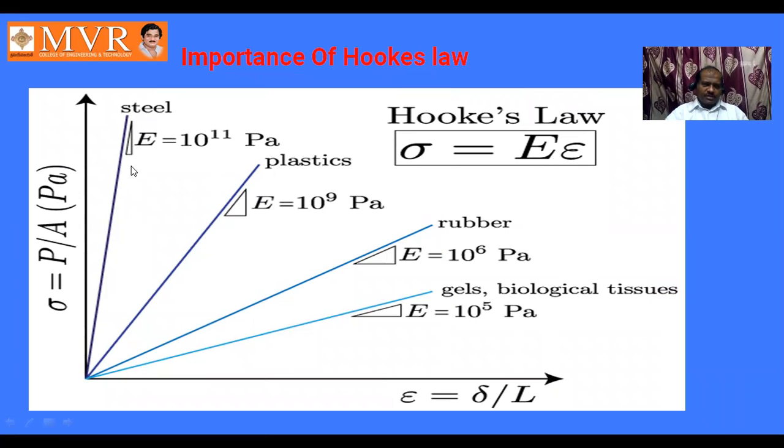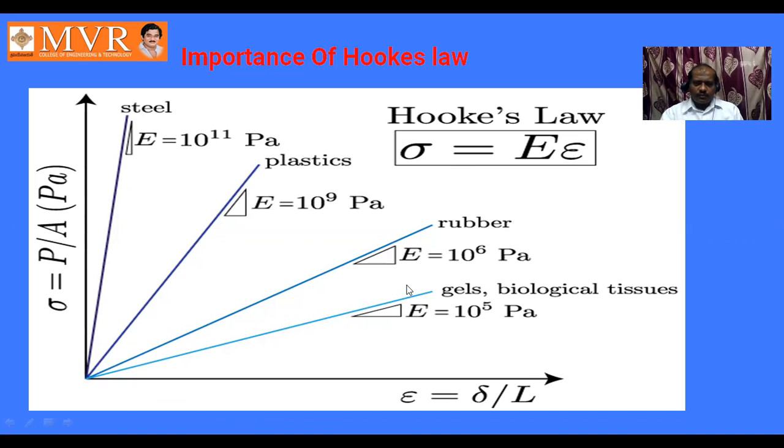For example, steel, if a large force is applied, then the deformation is going to be very small, because this is the strain and this is the stress. Large force is applied, but change in length is very small. If we observe plastic, stress is low compared to steel material, but strain is going to be high. For rubber, for small stress only, the change in length is very high. In the gels, the change in length is very large, but the stress applied is going to be limited when compared to the remaining three.